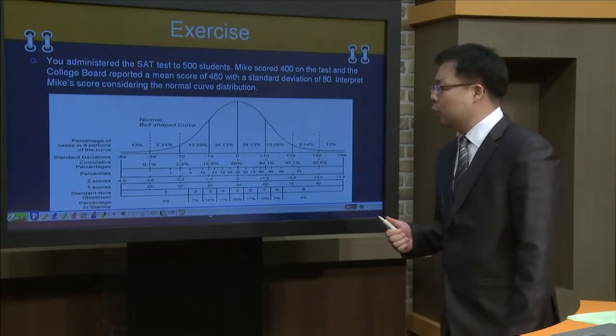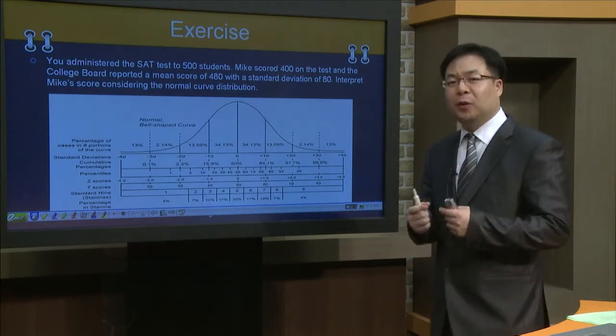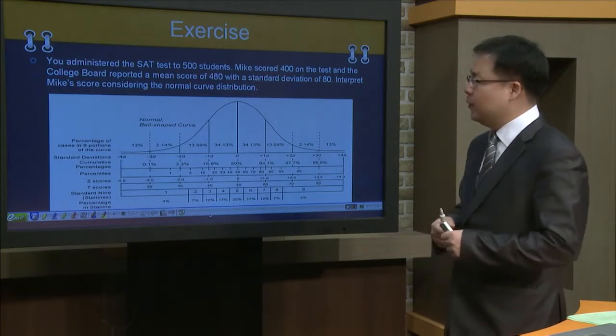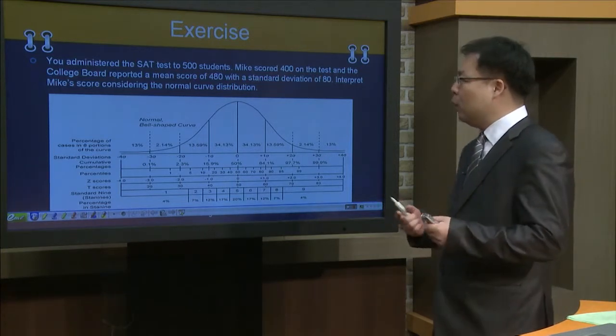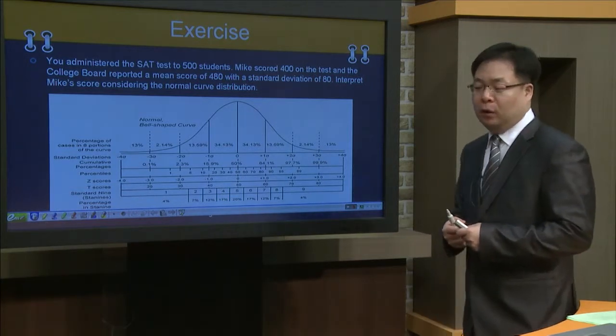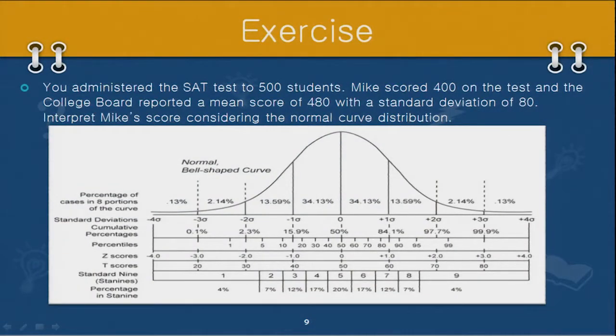So the next slide shows some exercise to identify your understanding. If you look at the question here, you administer the SAT test to about 500 students, and Mike scored 400 on the test. And it's really hard to tell if Mike did well or not on the test. So we want to know how well Mike did. The College Board reported a mean score of 480, with a standard deviation of 80.